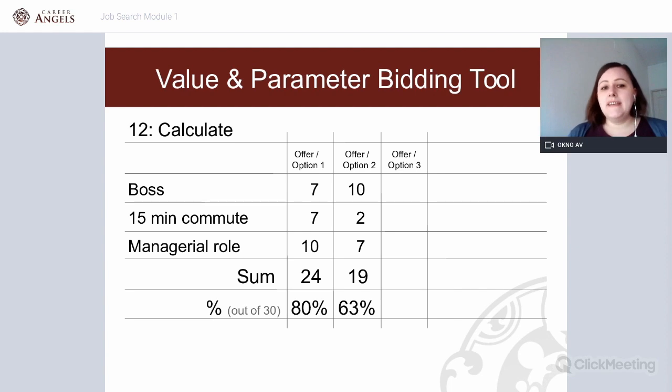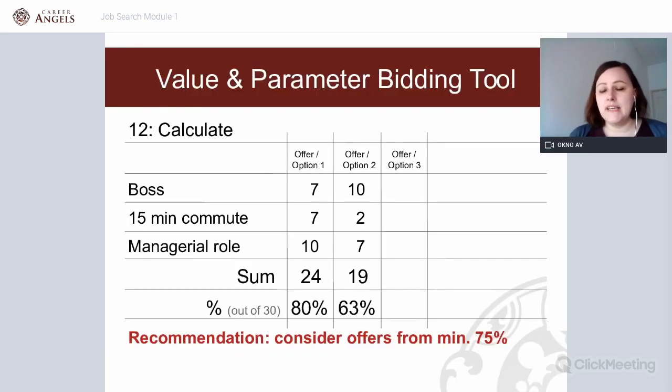Step number 12, you then calculate and say, so out of 30, here it would be 30 points, option number 1 would receive 24 points, option number 2, 19. And our recommendation again is to consider offers starting at 75%. Having said that, once you are in a situation where you have received an offer and are starting negotiation, it also shows you what's worth negotiating for.